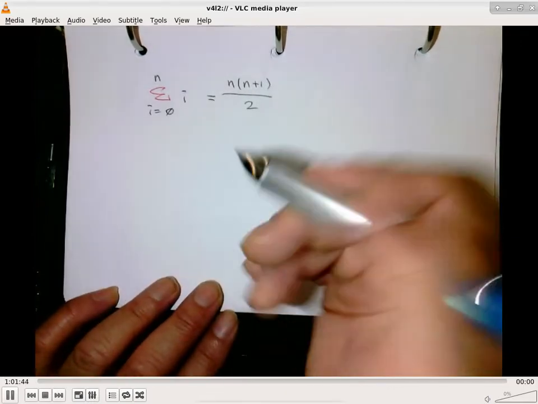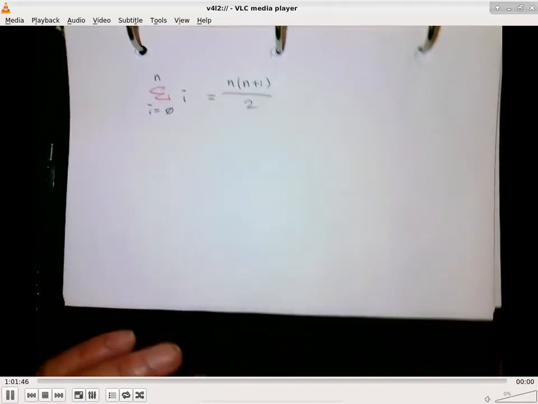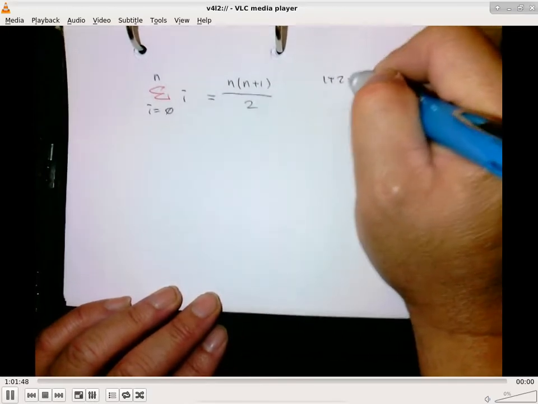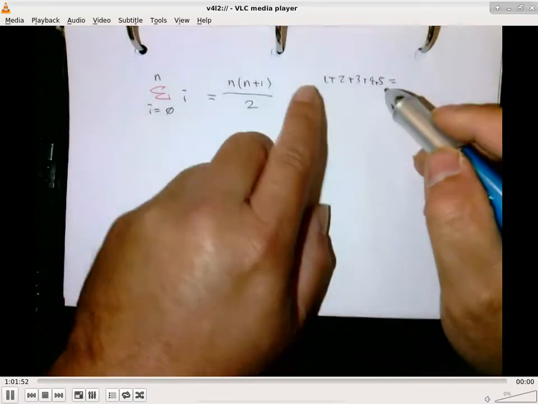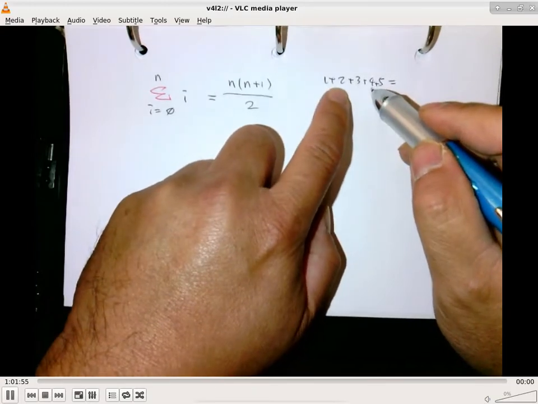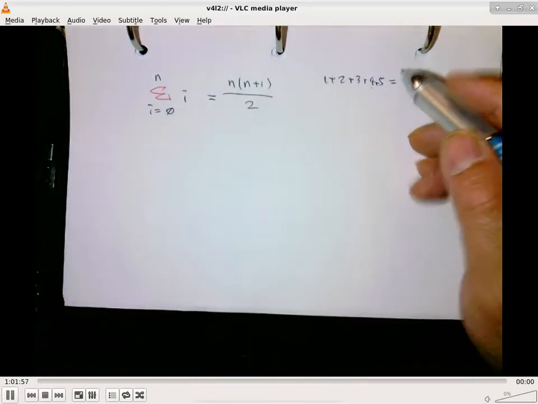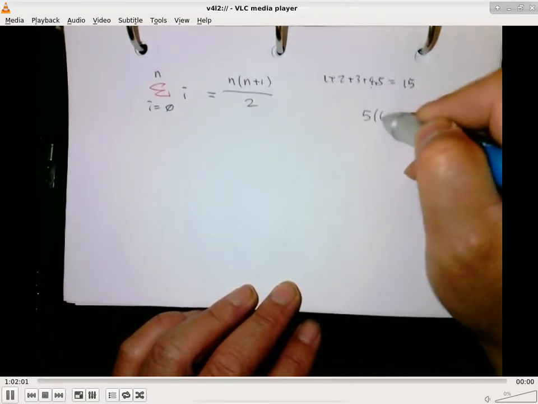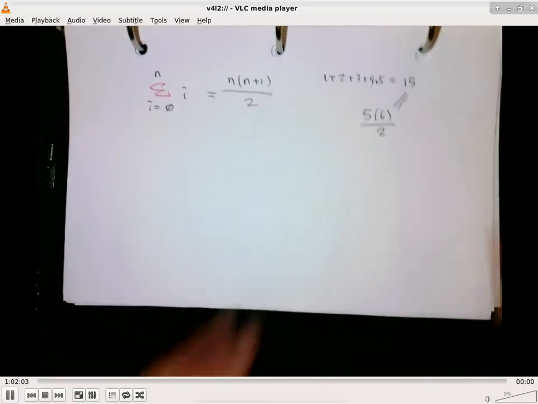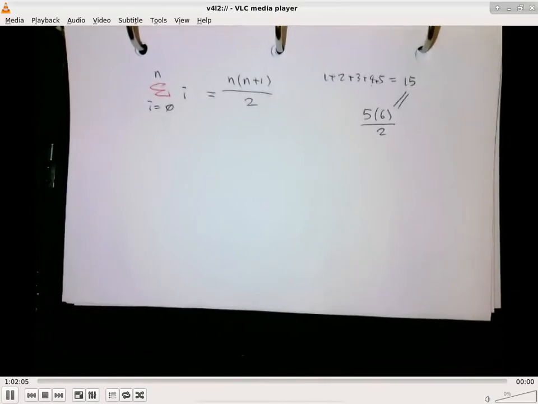We can always check, right? Let's add up to 5: 1 plus 2 plus 3 plus 4 plus 5 is 6 plus 6 plus 3, which is 15. Is that 5 times 6 divided by 2? Yep, that checks out. So this time I want to prove this by induction. We didn't prove it by induction before, but this time we can do it by induction.